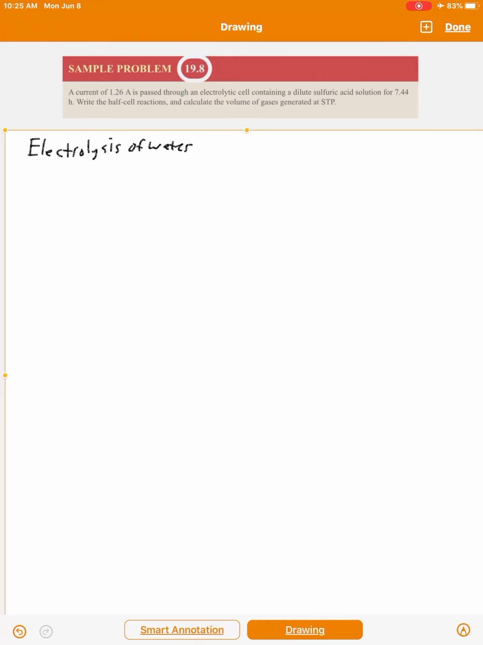what happens is you're going to produce two gases. You're going to produce hydrogen gas and oxygen gas. So what you do, if you want to, is you can go to table 19.1 and look up the production of hydrogen gas and oxygen gas, and you'll find them there. Okay, so here's what happens in the anode for the electrolysis of water.